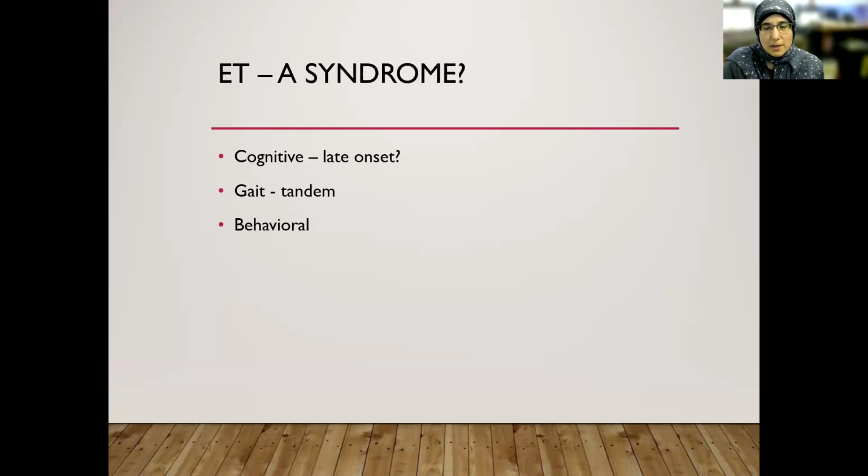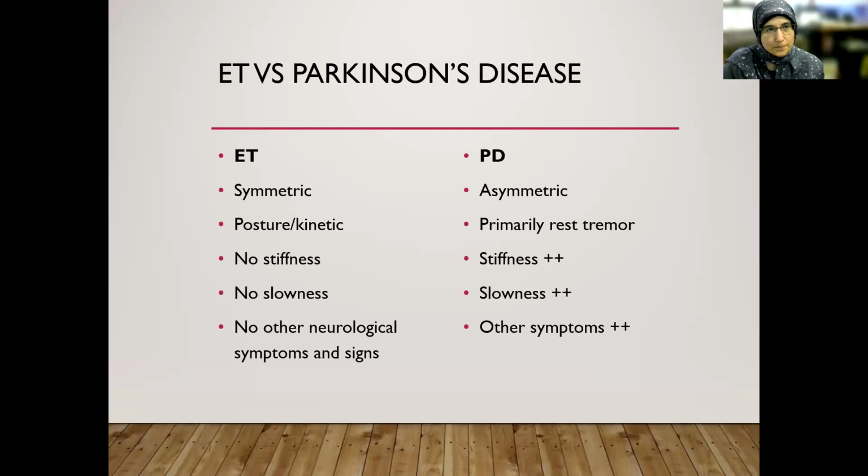So essential tremor, even though for the longest time it has been considered as something which only has tremor, now we know that it can have other features, for example, memory difficulties, walking difficulties, or behavioral issues like excessive anxiety or depression, again, predominantly more in the late onset essential tremor.